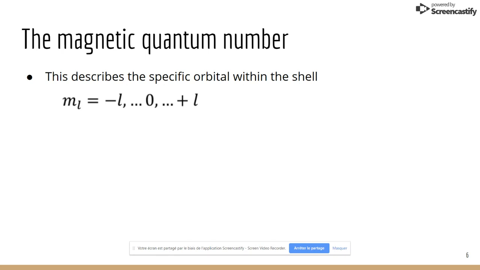If you didn't already know, when I'm saying m sub l, what I'm saying is an m with a subscript of l, s-u-b-l. Another example would be, let's say n is known to be 3 and l is known to be 2. Then m sub l could be negative 2, negative 1, 0, positive 1, or positive 2, meaning there are 5 different values of m sub l in that case, which will correspond to an area of the periodic table that I will show you in class.